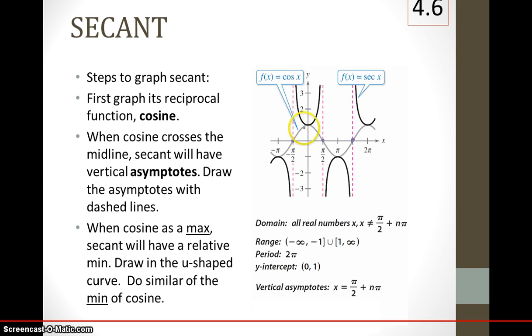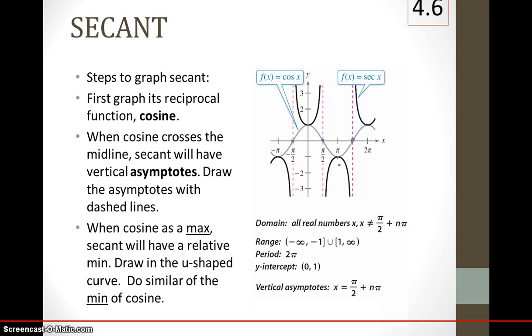So if we look at here, when the cosine is at its highest, when we look at our U-shape, it's going to have a minimum because it's going to be at its lowest point right here. And if we look at one that's upside down, like this one right here, it's going to have a maximum right here because that's going to be the highest point on that U-shape.